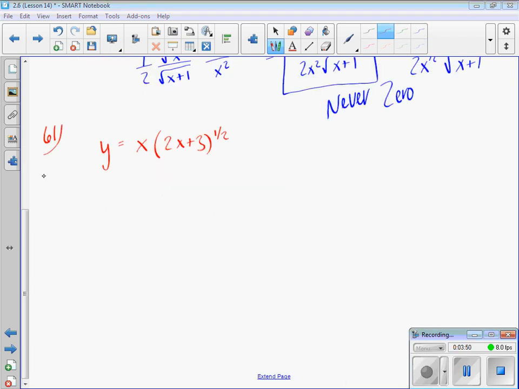So I just rewrote 61. And what do I have to use if I have two things multiplied? Product rule, right? So the product rule, what do I do? I leave the x alone, right? And then I'm going to take the derivative of this back here. So this back here, what do?